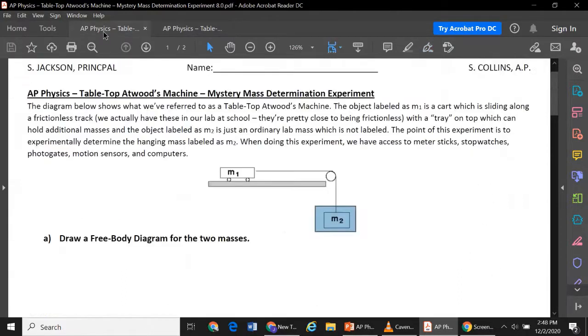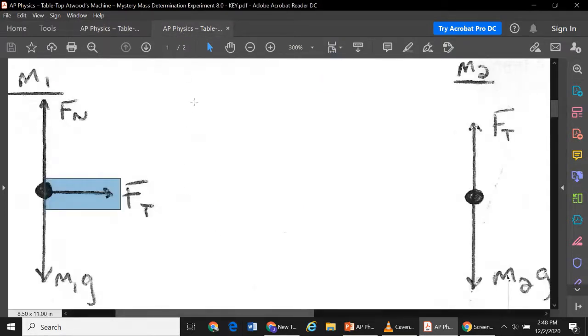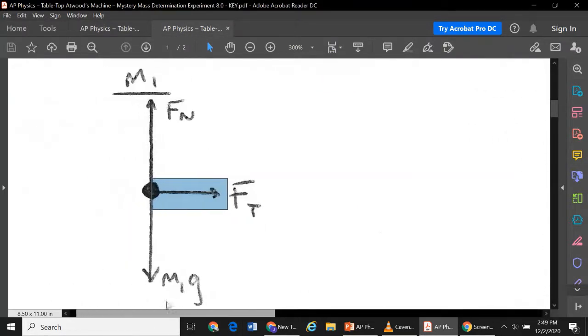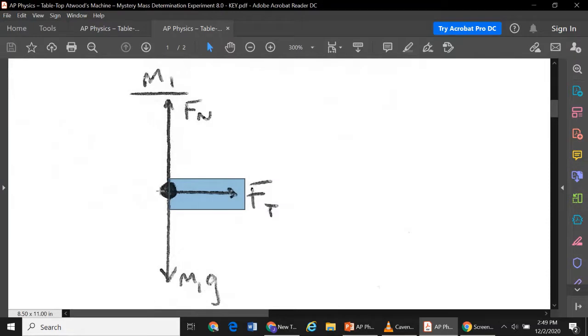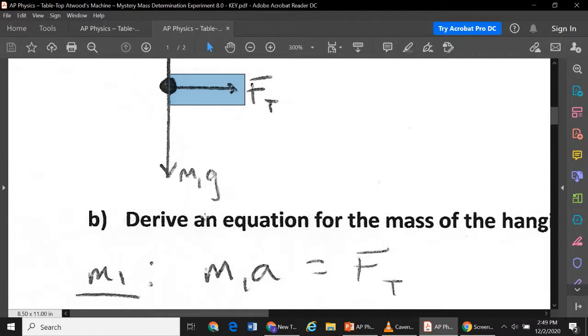Now, of course, part B to this question asked us to derive an equation for the mass of the hanging object, M2. And the way that we derive that equation is by using the equations that we obtain from the free body diagram. So looking at M1, the equation for M1 is pretty simple. We take m1a and set it equal to the forces going in the direction of the acceleration, that's FT, minus the forces that are going opposite the direction of the acceleration.